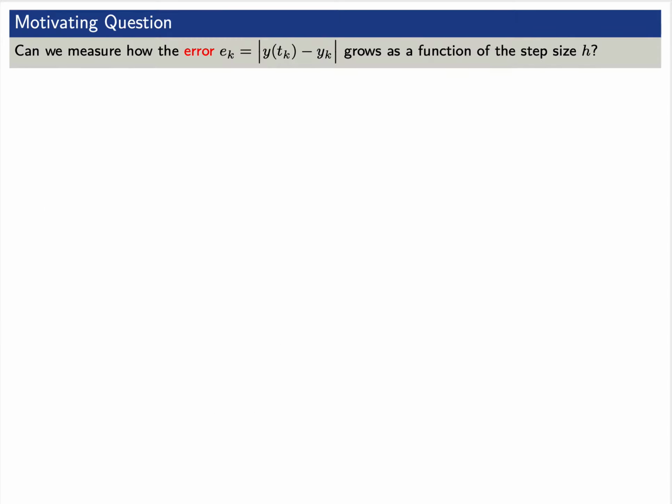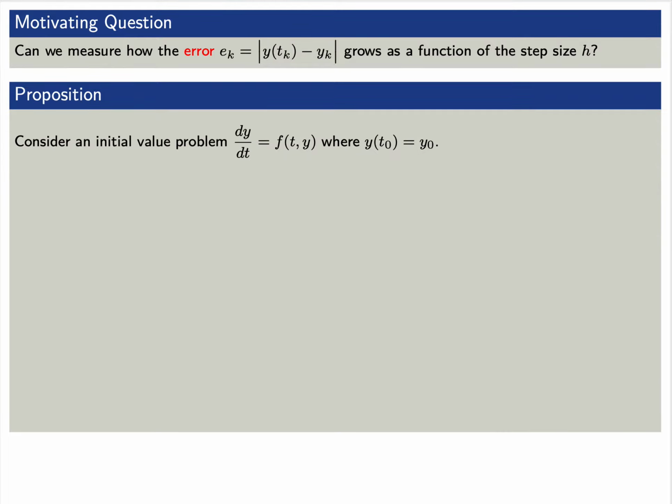So is there a way that we can actually quantify all of this? That is, our motivating question is, can we measure the error and how it grows as a function of the step size h? Here's our main proposition. Let's consider an initial value problem, dy/dt is f of t, y, where y of t0 equals y0.